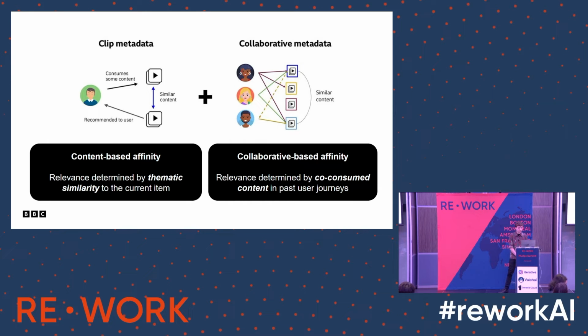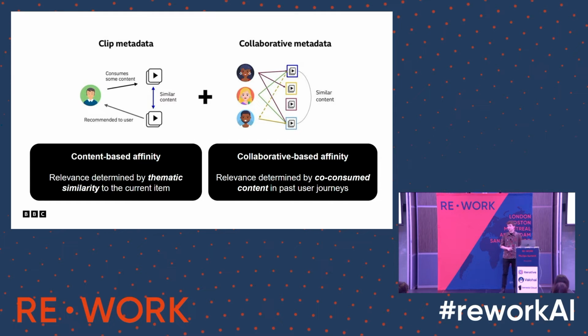So to do this non-personalized type of recommendation, there's 2 real signals that we can use. The first is content-based affinity between clips. So information such as the clip headline, summary, tags, the timestamp, the sports category that it falls into, all of these can be used to generate thematic similarity between different clips.